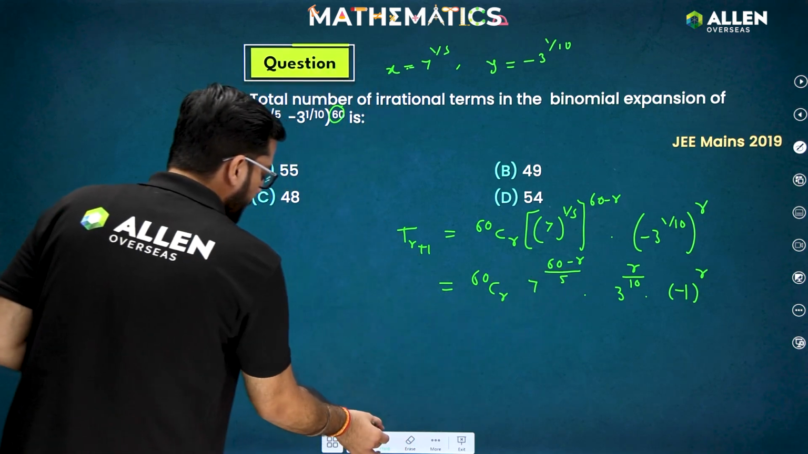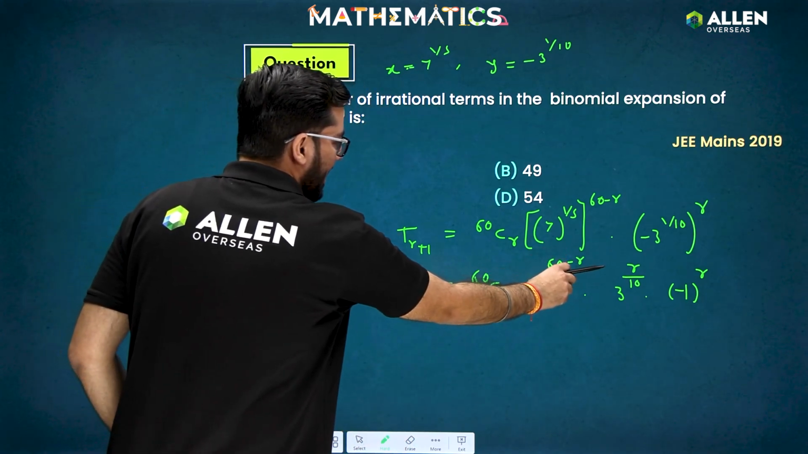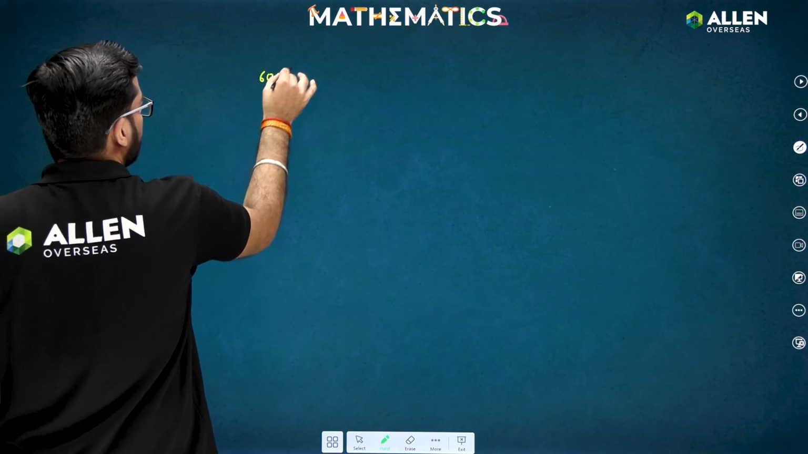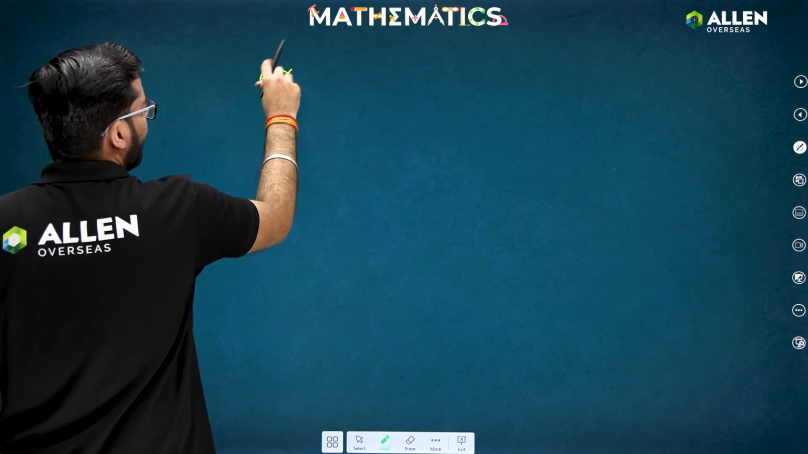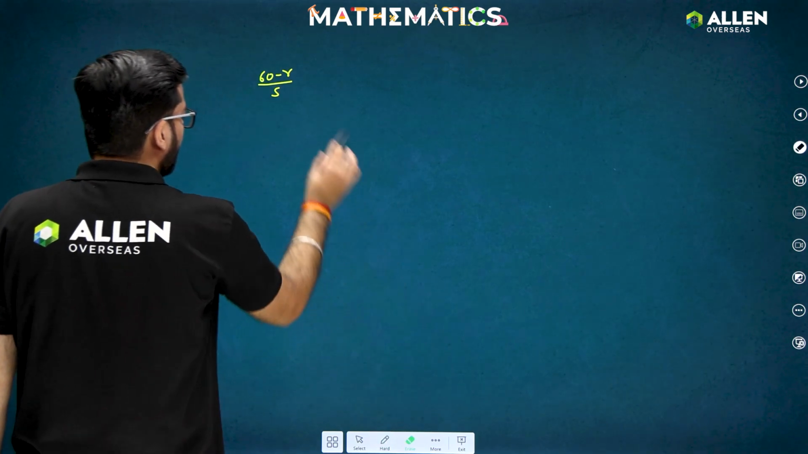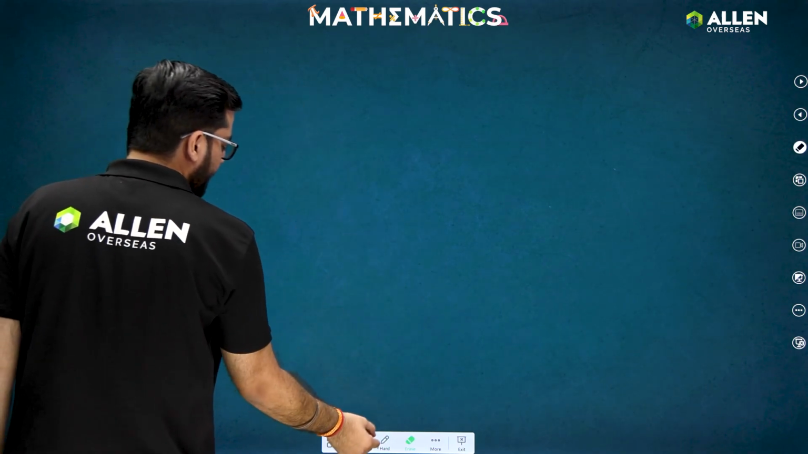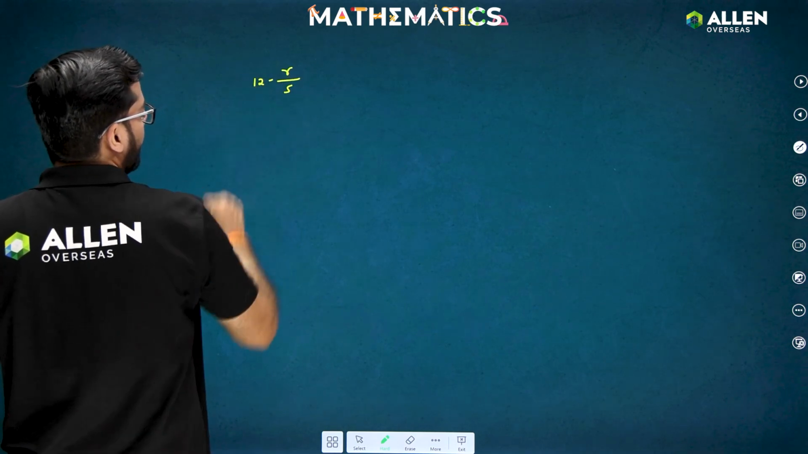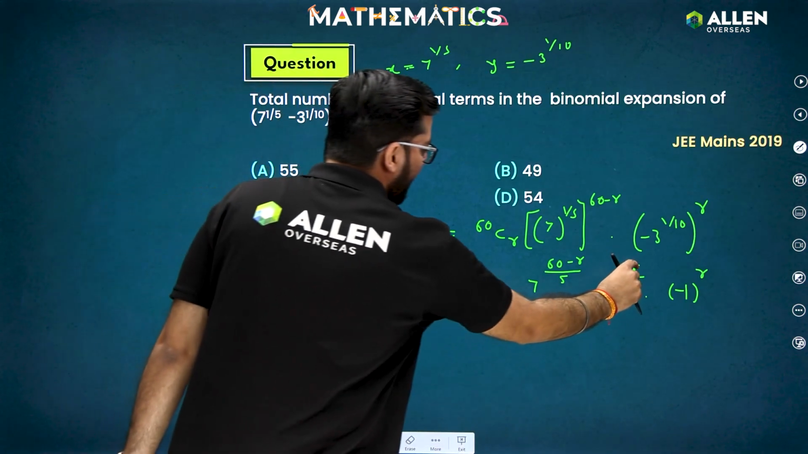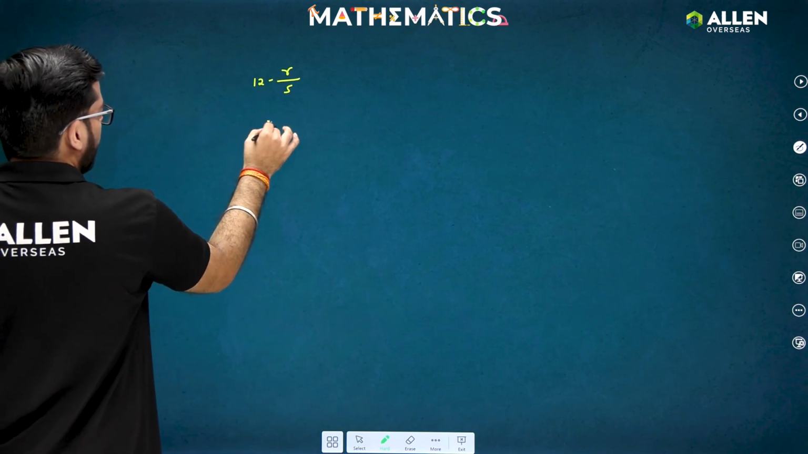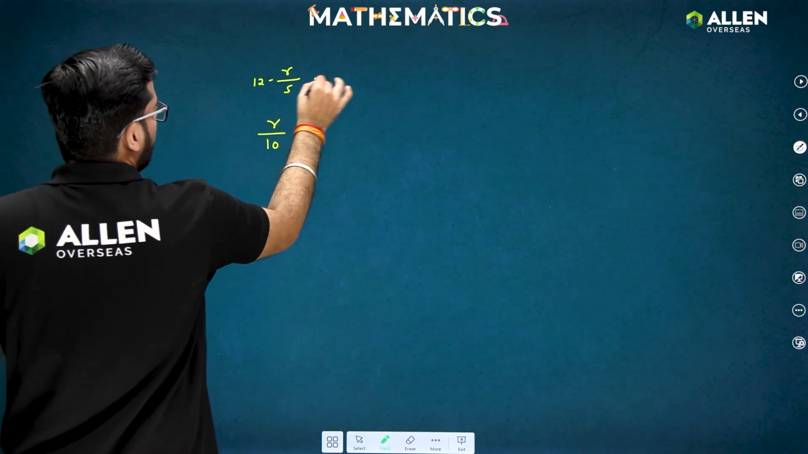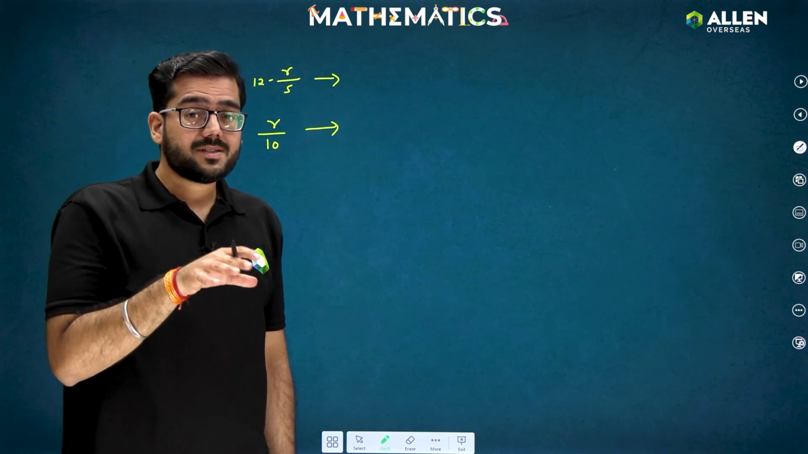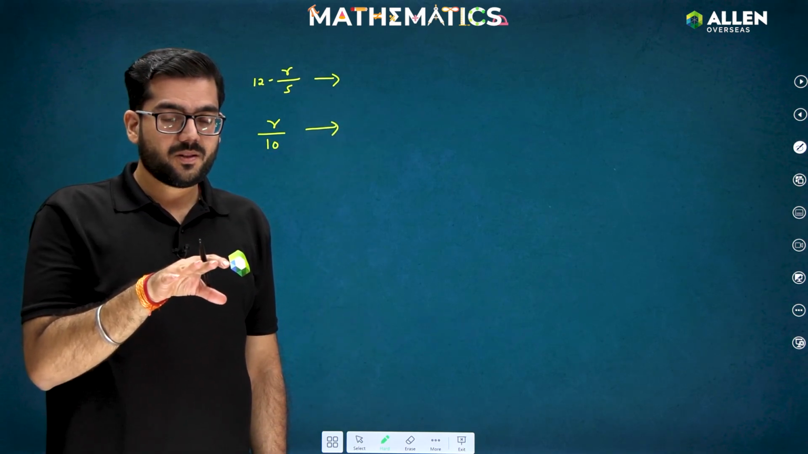So here, I have two things. That is (60 minus r) upon 5, which I can write as 12 minus r upon 5 after dividing. That would be beneficial for us. This is the first thing. The second thing, I have r upon 10. Now we need to consider both, so we need to consider the intersection values.